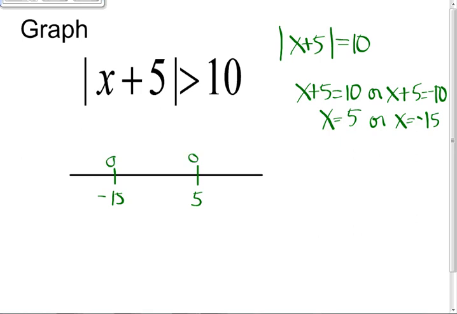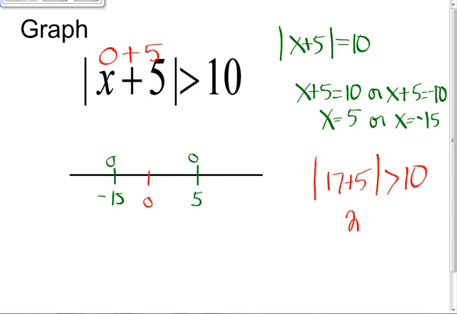Then I test all 3 regions. Let's test 0 because that's easy. Is the absolute value of 0 plus 5 greater than 10? No. So that's not going to work. Let's try something on the right. 17. Is the absolute value of 17 plus 5 bigger than 10? Yes, it's 22. So this works, and these are numbers bigger than 5.